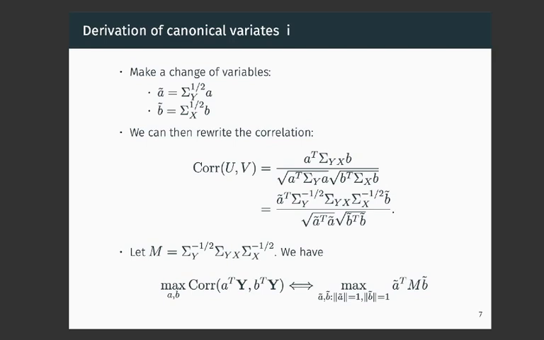And so if we let M be the matrix appearing in the quadratic form in the numerator, so if M is sigma y to the negative 1/2 times sigma yx times sigma x to the negative 1/2, we see this equivalence between the two maximizations. So maximizing the correlation of A transpose Y, B transpose X, with respect to A and B, is equivalent to maximizing a tilde transpose times M times b tilde, where we constrain a tilde and b tilde to have unit norm.